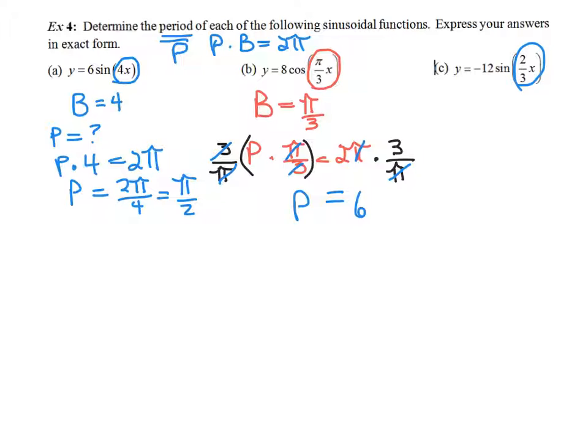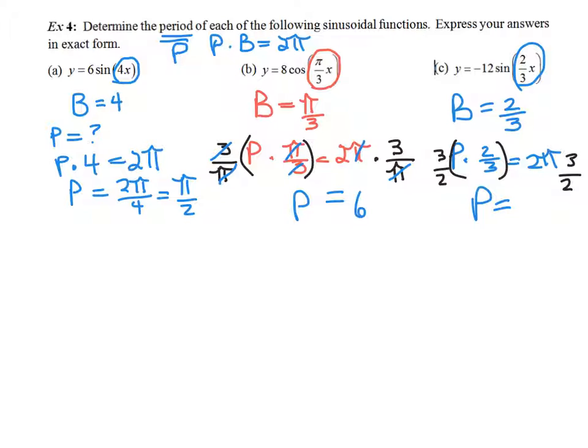Let's finish it off with example C. So I'm going to look for my coefficient of x, and that's going to tell me that b is equal to 2/3. So that's the frequency. P times 2/3 has to equal 2 pi. So just like the previous example, I want to multiply by the reciprocal of 2/3, in this case 3 over 2, on both sides of the equation. So when I do that, I'm getting P is equal to, cross cancel the 2's, so I have a final answer of 3 pi.